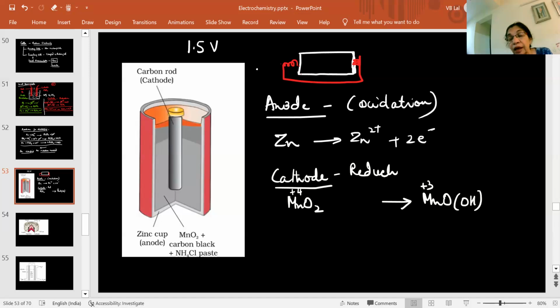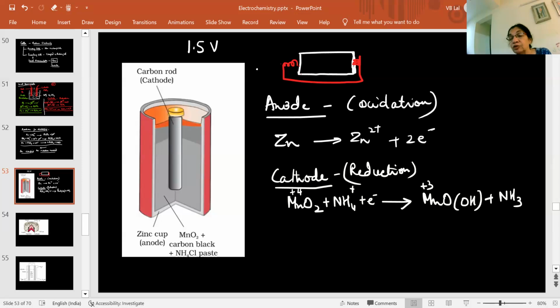So here what is happening? Reduction. And to balance this equation, you have to make use of ammonium chloride also. Ammonium chloride gives ammonium ions, and these combine with e- to give you NH3.